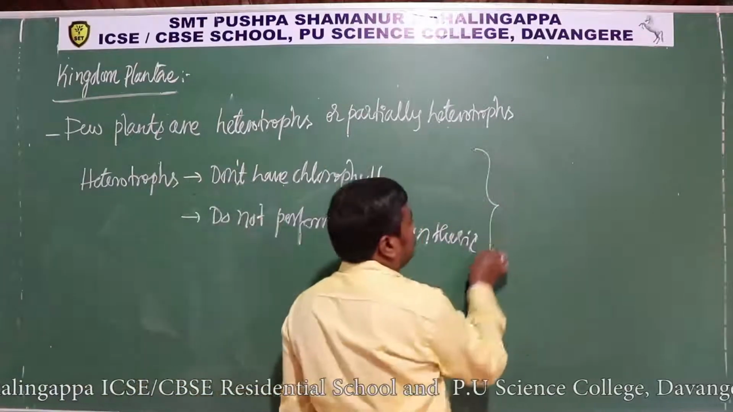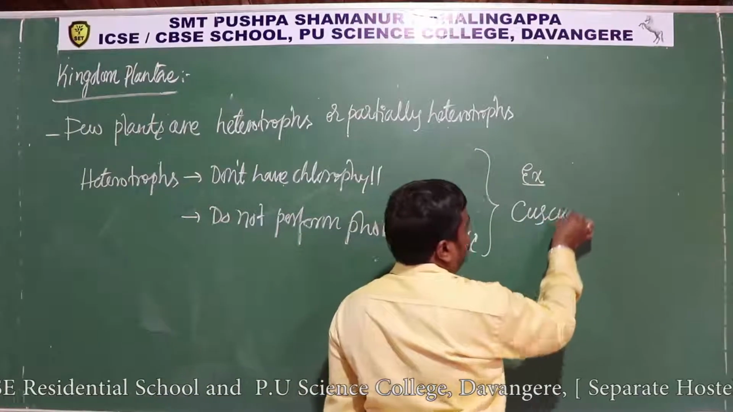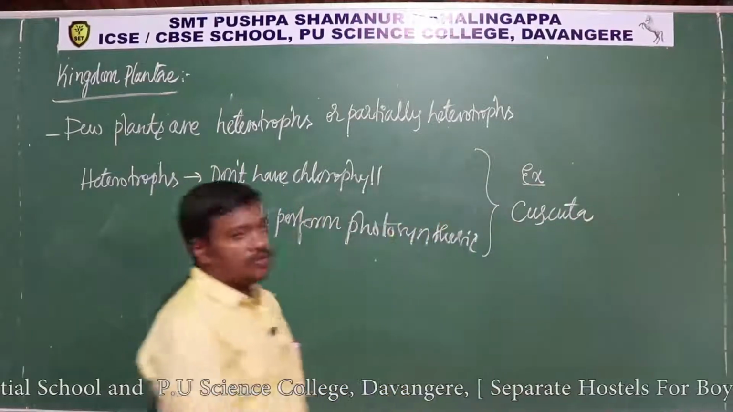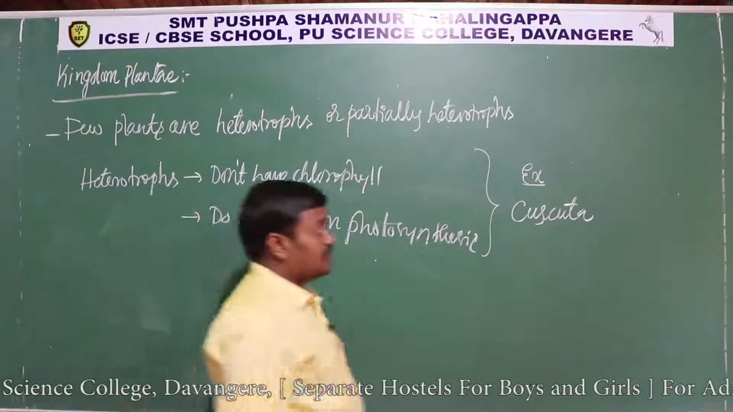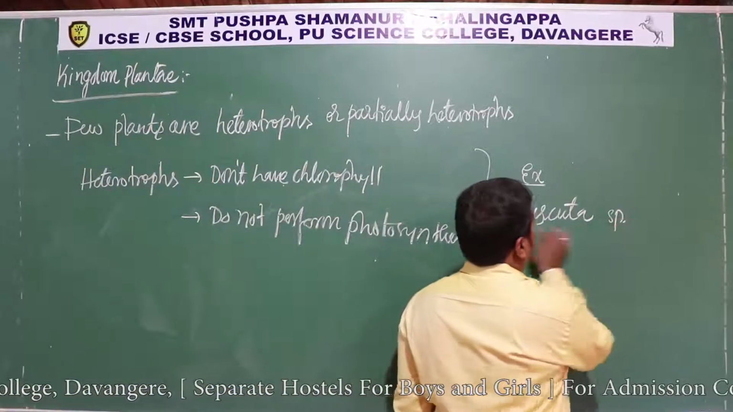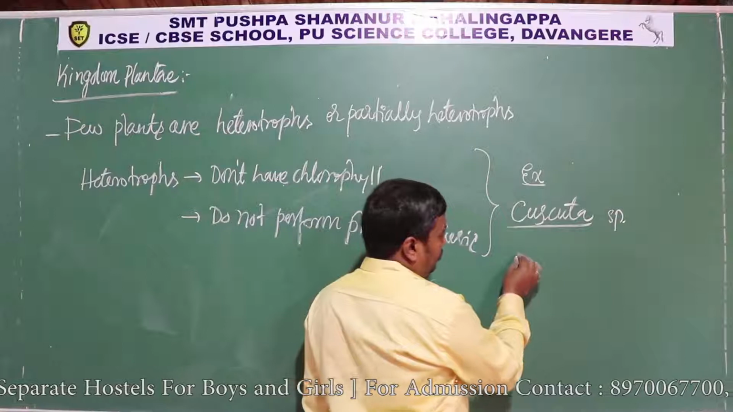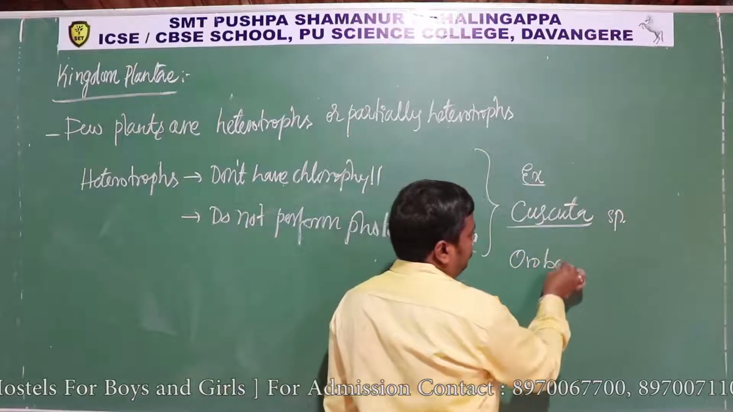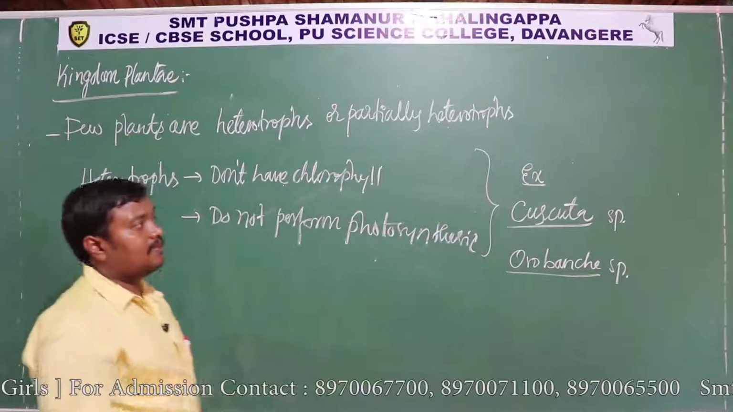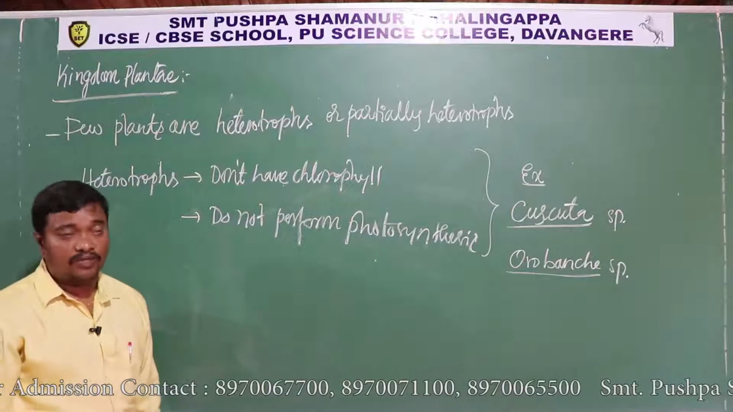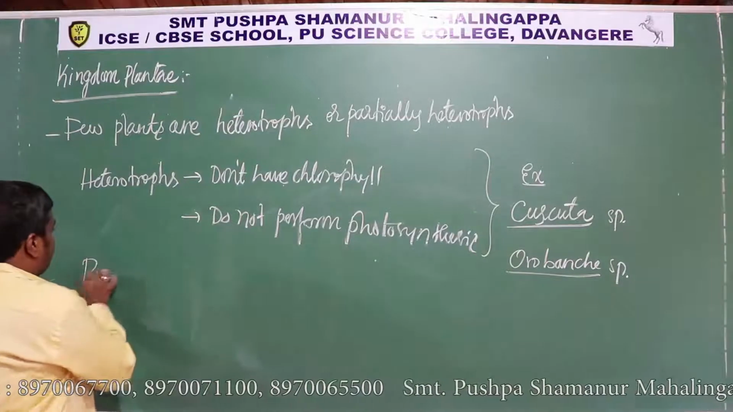Examples for this: a plant called Cuscuta. Okay, so in the plant Cuscuta there is no chlorophyll. It is achlorophyllous. So Cuscuta species. Okay, and similarly another plant called Orobanche. Okay, so these are examples for the plants which don't have chlorophyll, Cuscuta and Orobanche.